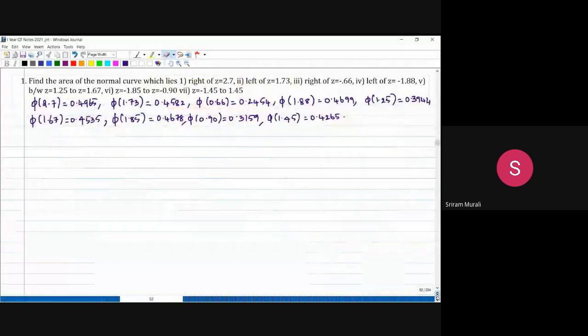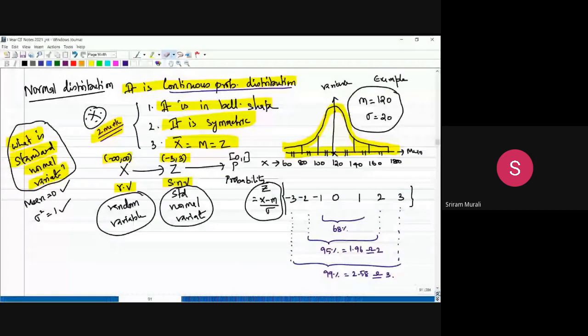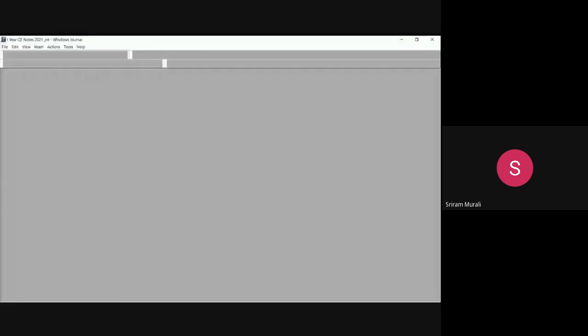Now we are going to discuss only the standard normal, how to calculate the area of the curve. Basically area cannot be negative. So how to compute this area?